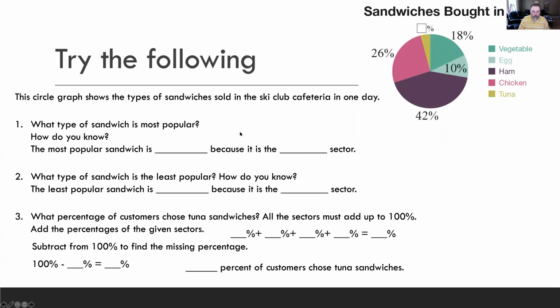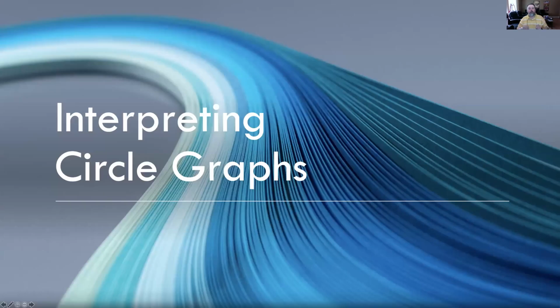There we go. Interpreting circle graphs. All right. So our last unit is circle graphs, and the first part of that is how do we interpret circle graphs. So what will you know when you're done this?